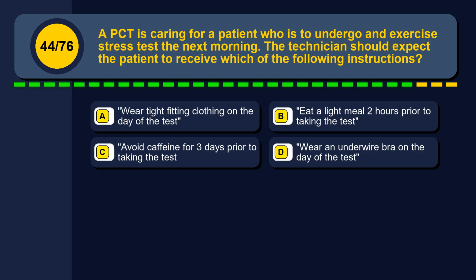Question 44. A PCT is caring for a patient who is to undergo an exercise stress test the next morning. The technician should expect the patient to receive which of the following instructions? Option A, wear tight-fitting clothing on the day of the test. Option B, eat a light meal 2 hours prior to taking the test. Option C, avoid caffeine for 3 days prior to taking the test. Option D, wear an underwire bra on the day of the test.